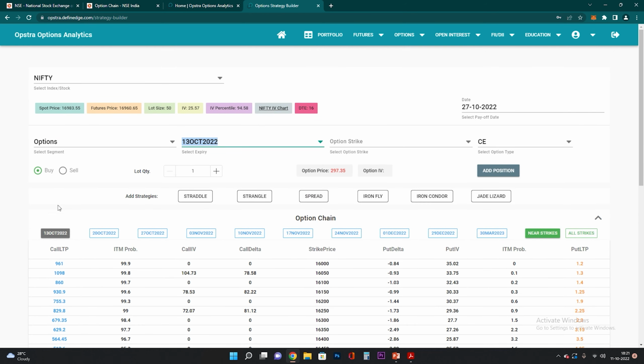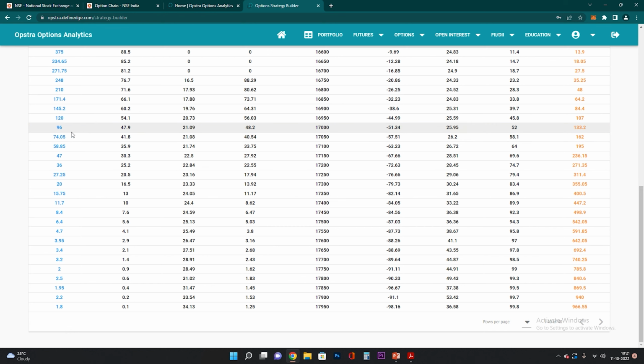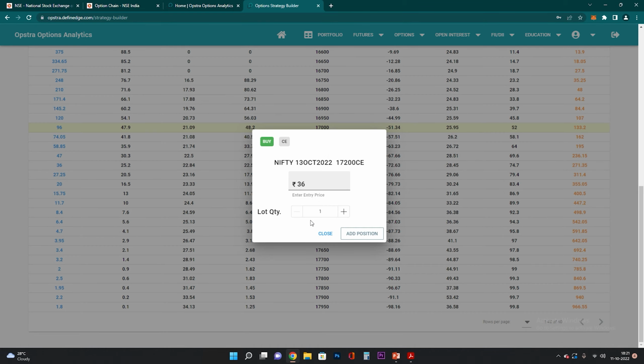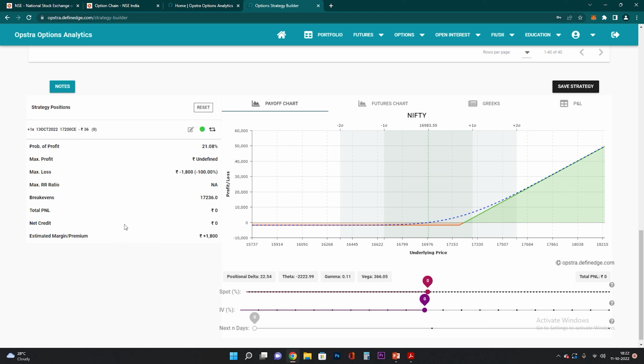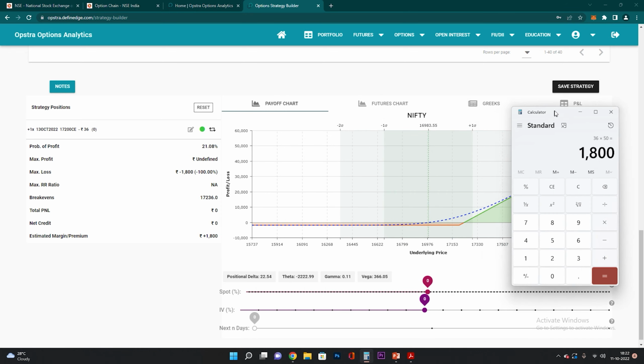These are all calls, these are puts. So on the call side I am expecting the price will increase, and I am buying the 17,200 strike. One lot in Nifty is 50 quantity. Here you can see the chosen strike price was 17,200, at 36 rupees. So 36 rupees into 50 quantities, that is 1,800 rupees for one lot. So 1,800 is the amount we have invested.